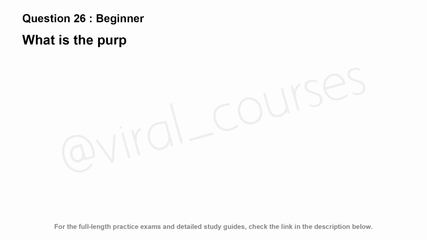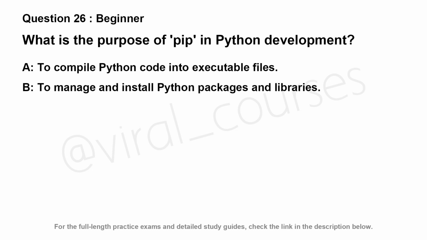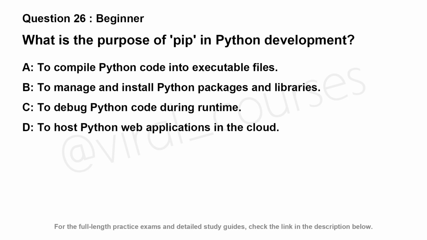What is the purpose of pip in Python development? Option A. To compile Python code into executable files. Option B. To manage and install Python packages and libraries. Option C. To debug Python code during runtime. Option D. To host Python web applications in the cloud.